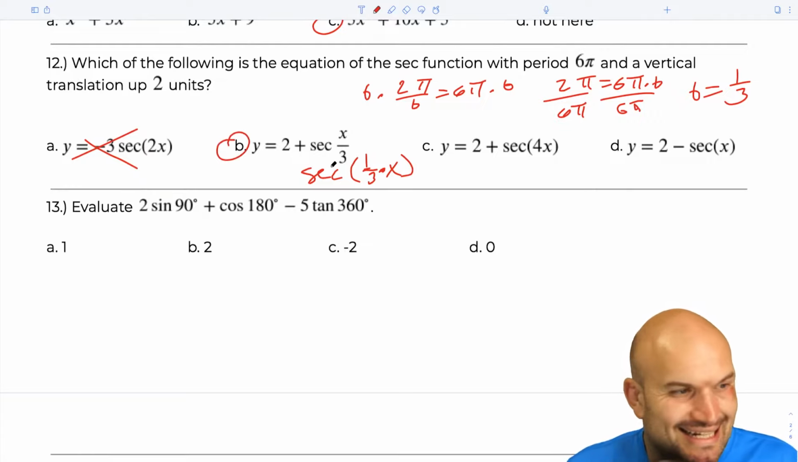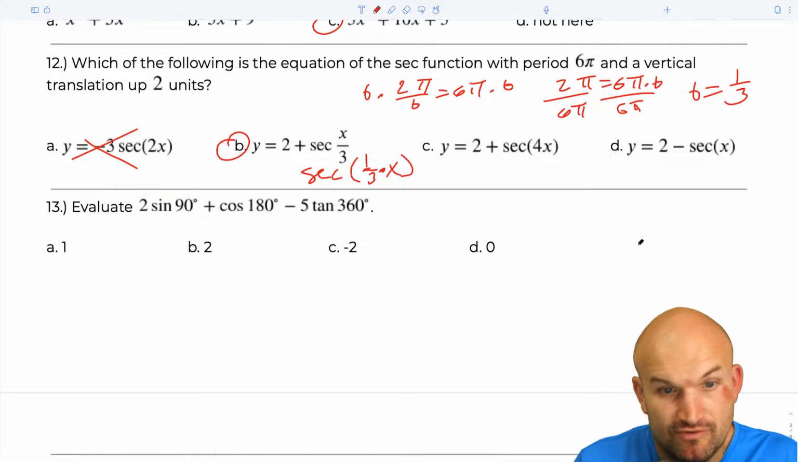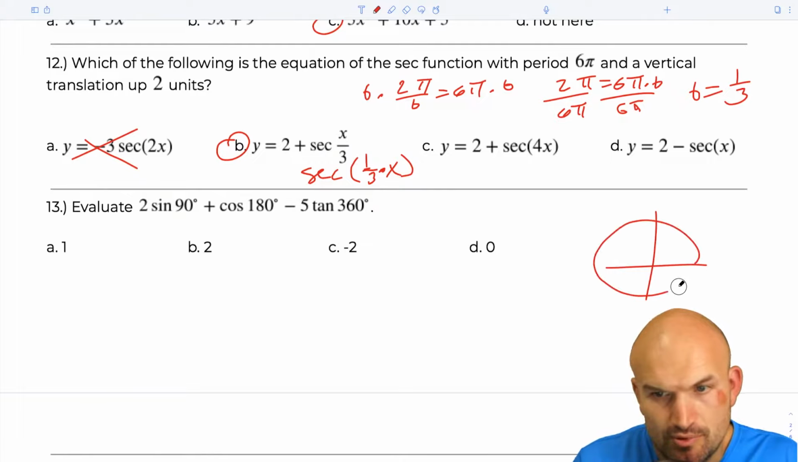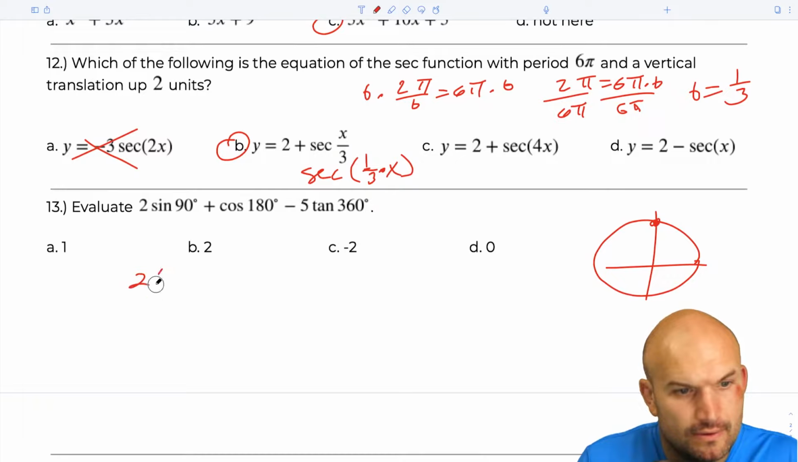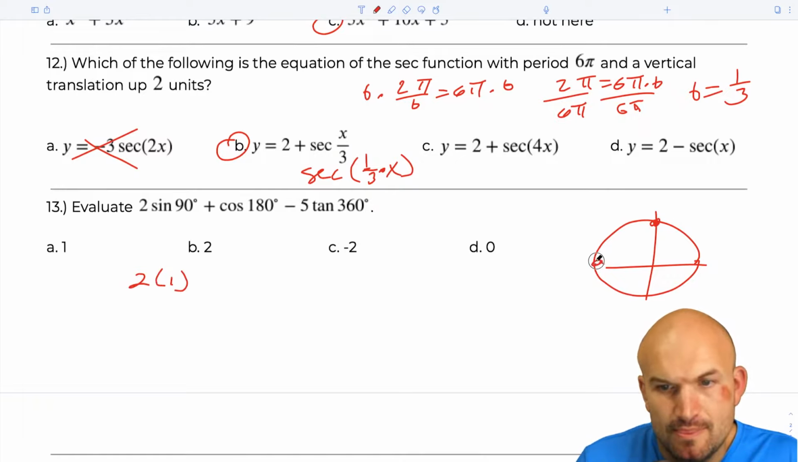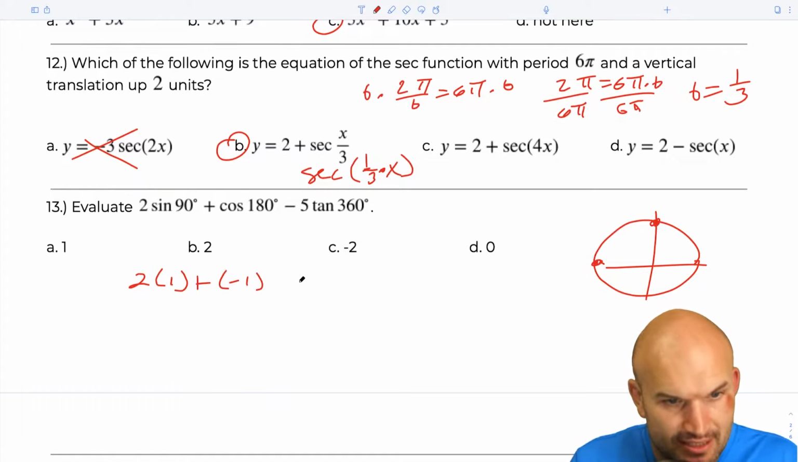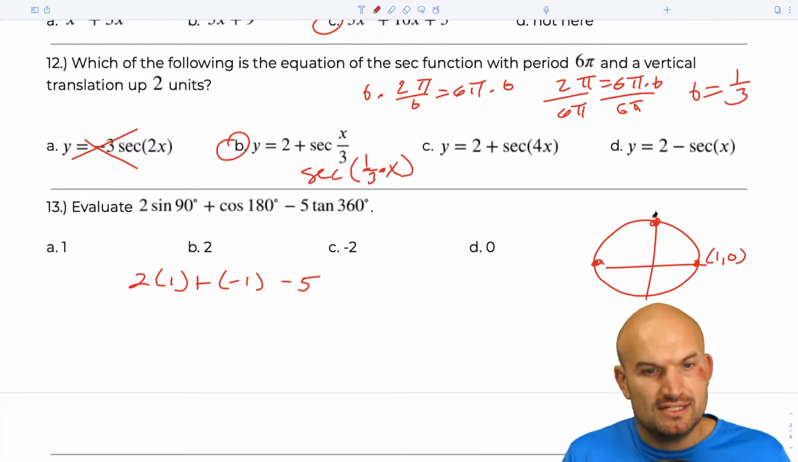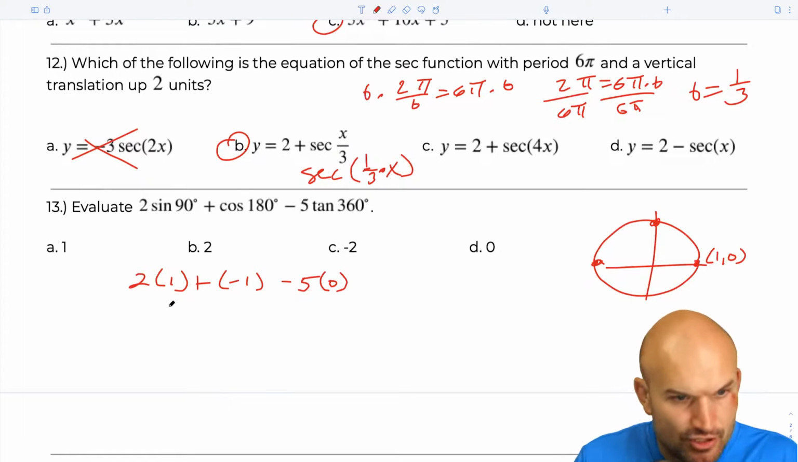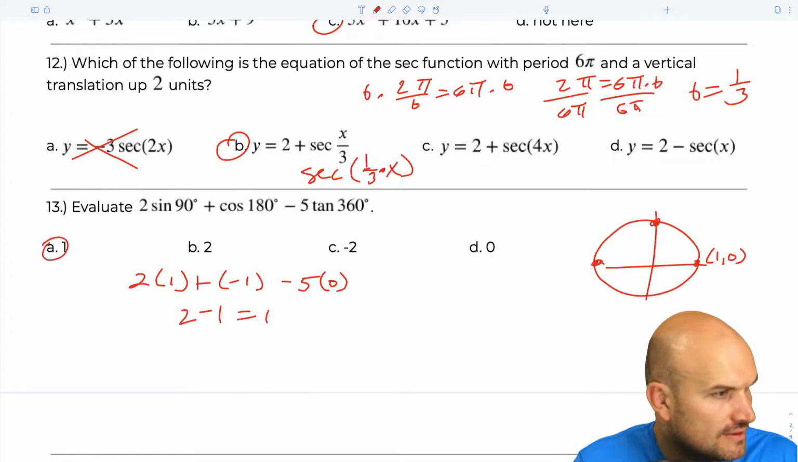Question number 13. This is a unit circle problem. So again, knowing the unit circle very, very well, hopefully at least these coordinate points here. So we have sine of 90 degrees. That's 1. Cosine of 180, that's going to be -1. I'm going to use parentheses to represent my things. And then minus 5 times tangent of 360. Well, that's going to be the point (1, 0). Tangent is y over x, so that's going to be times 0. So really, this is 2 minus 1, which is equal to 1, which is answer A.